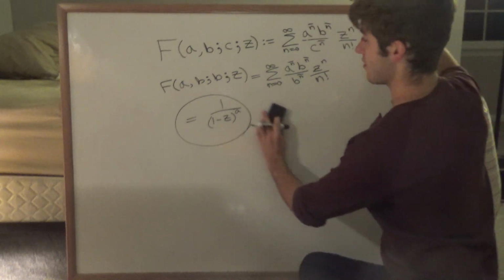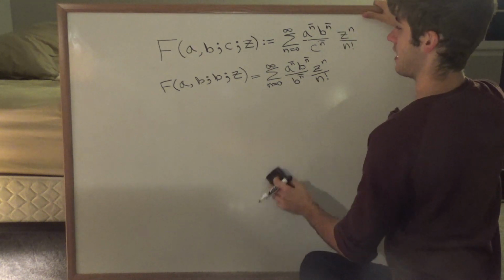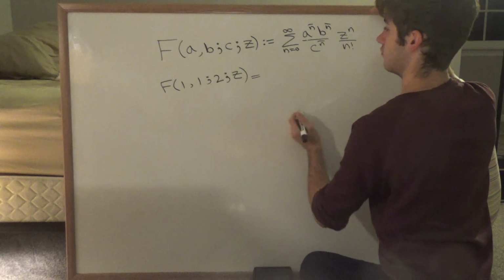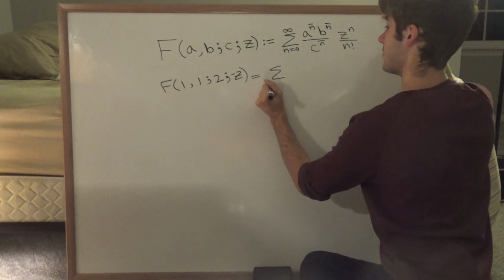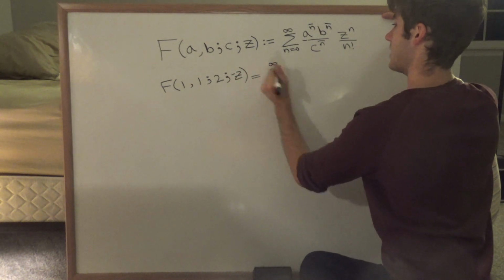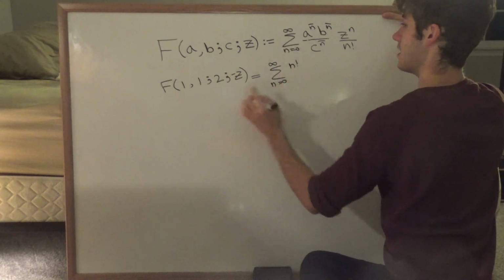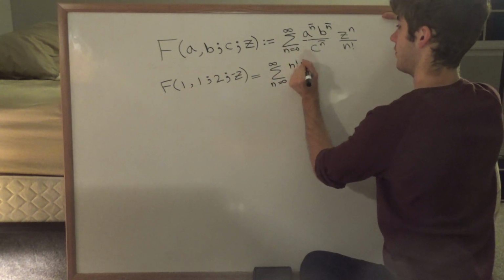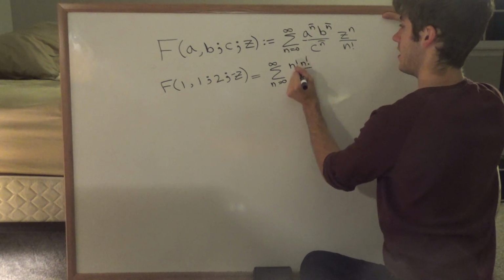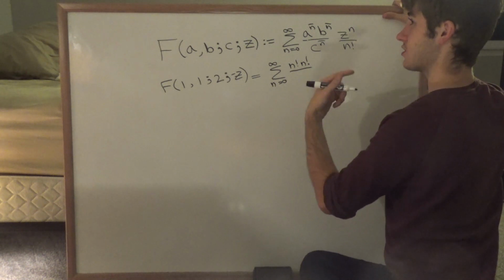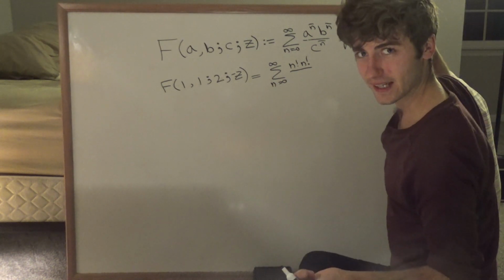If we were to plug in other values, let's pick specific values for a, b, and c. Let's do 1, 1, 2, negative z. So we end up with the sum from n equals 0 to infinity of the nth rising factorial of 1, which is n factorial, times, again, the nth rising factorial of 1, which is, again, n factorial. And then we're going to get the nth rising factorial of 2, which is just n factorial again.